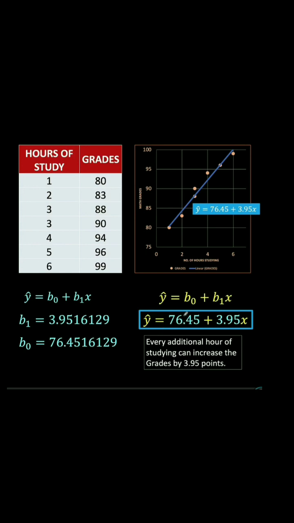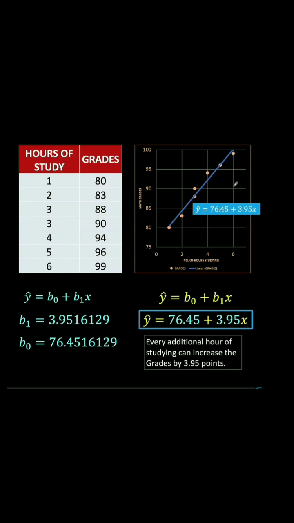The first one is to quantify the effect of the independent variable on the dependent variable. In our case here, the effect of the number of hours of study is that for every 1 hour of additional study, there is an increase of 3.95 points in the math grades. The second function of linear regression is to extrapolate or predict the value of the dependent variable based on any given value of the independent variable.